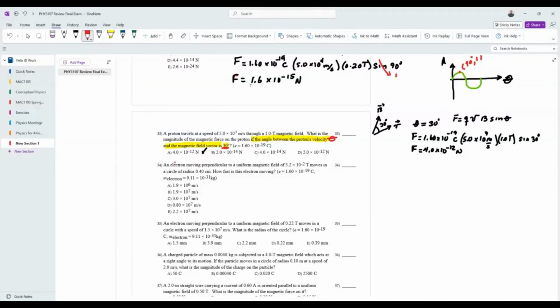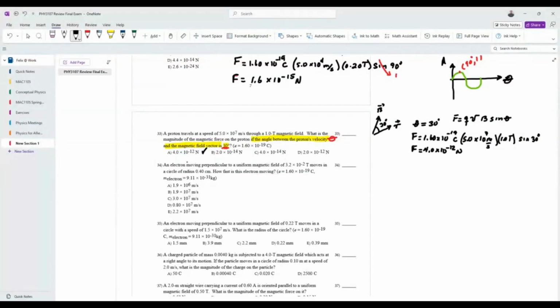Now look at this one. They say an electron moving perpendicular to a uniform magnetic field of 3.2 times 10 to the negative 2 Tesla is moving in a circle of radius 0.40 centimeters. How fast is this electron moving? So in this case, what we have to do is calculate the speed of the electron, right? But they give us the radius.